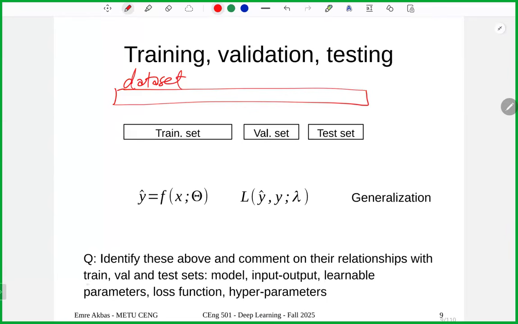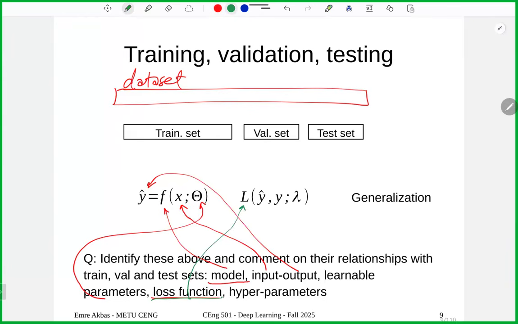So here, there are some concepts. The model is this function f, input is x, output is y hat, learnable parameters are theta, and the loss function is this L. We are going to use capital L to denote the loss function. And then hyperparameters.